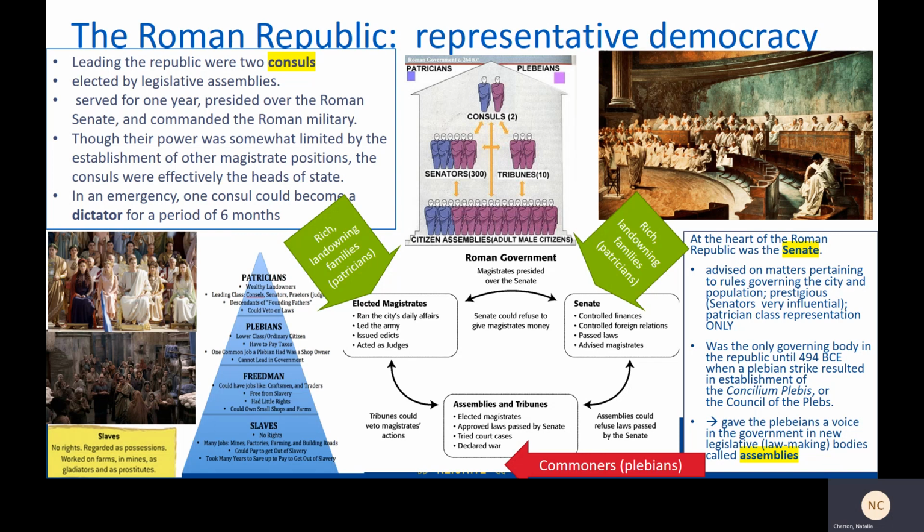At first, the Senate was the only governing body in the Republic until a plebeian strike eventually won them the establishment of something called the Council of the Plebes, which gave the commoners, the plebeians, the riffraff, a voice in government and a new legislative or lawmaking body called assemblies. Assemblies had significantly less power than the other branches of government, but they were a place where the commoners, though not the slaves and not the peasants, could get some representation.